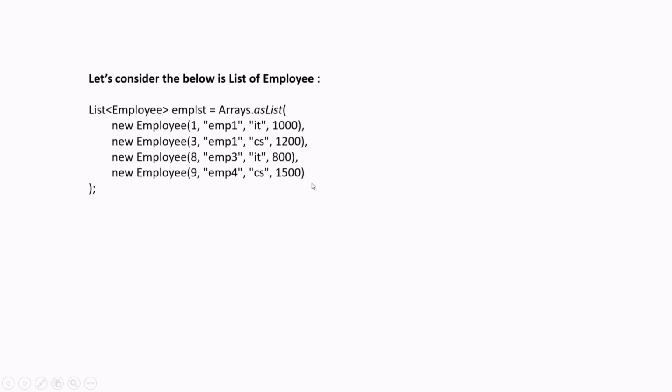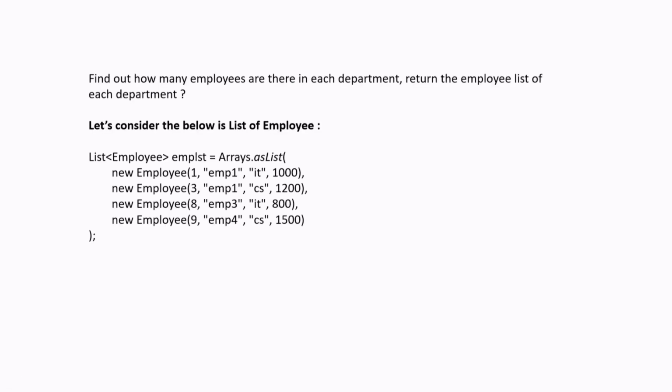Okay, let's see the question. Find out how many employees are there in each department and return the list for each department. Let's consider the below as the list of employees. From this list of employees, we need to find out the list of employees available in each department. So how will we do that? Let's go to IntelliJ and see.